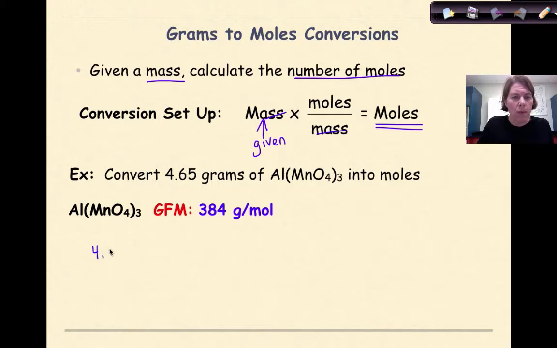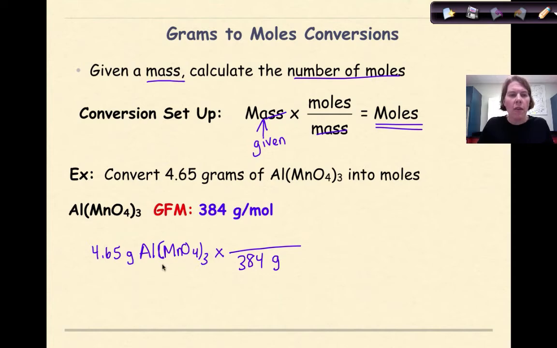So 4.65 grams of AlMnO43 there, times, now I'm starting with grams, which means grams is going to go on the bottom. So 384 grams of AlMnO43 is equal to 1 mole of AlMnO43.